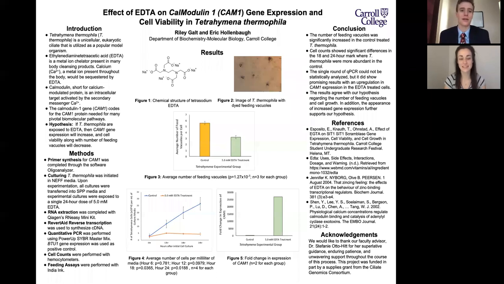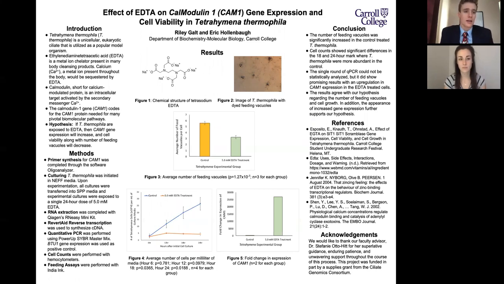Today we're going to be talking about the research we performed on Tetrahymena thermophila. We were looking at the effect of EDTA on CalModulin 1 gene expression and cell viability. To start, Tetrahymena thermophila are unicellular eukaryotic ciliates. They're very popular as a model organism and used a lot in research.